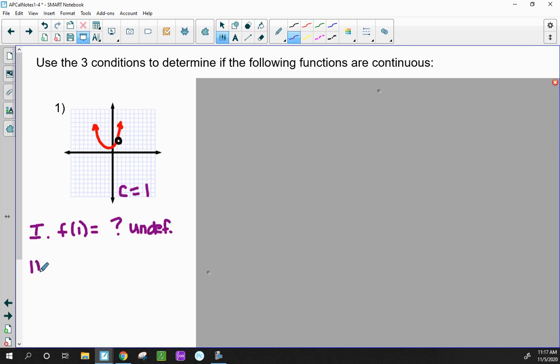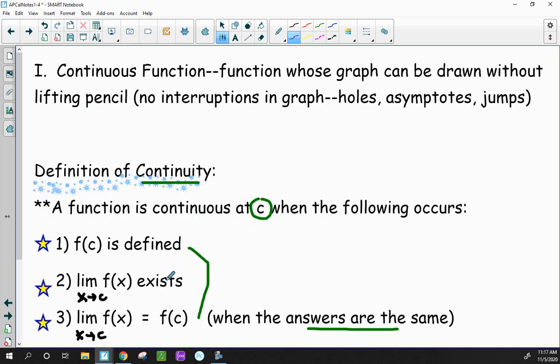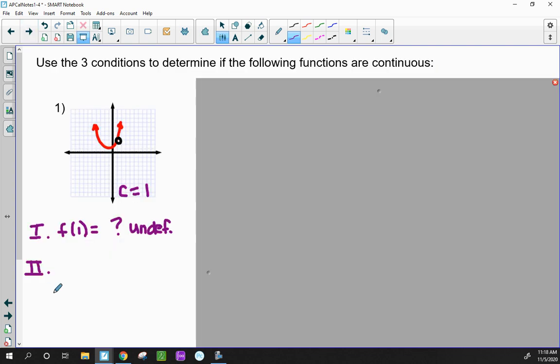Okay, condition 2. The second step or condition in trying to figure out if a function is continuous is to look back at your notes to see if the limit of f of x as x approaches c actually exists. So does the limit of f of c as c approaches 1, is there an answer to that? Please notice my notation, limit of f of c as c approaches 1.